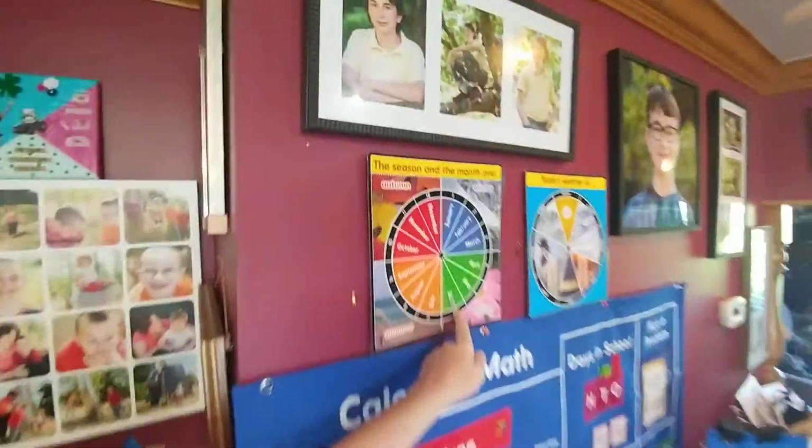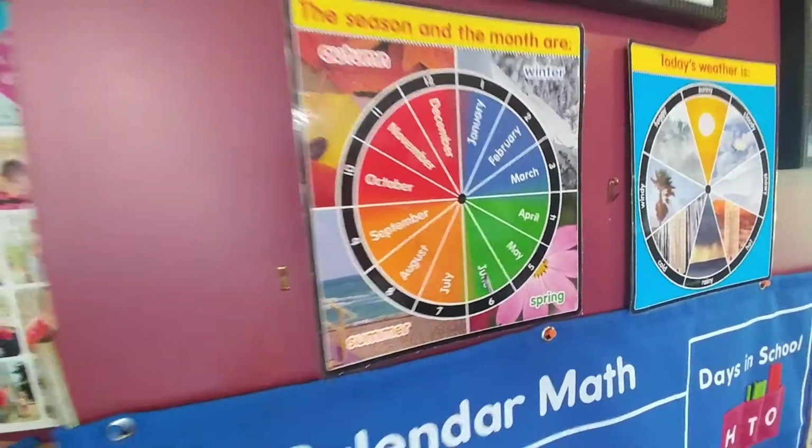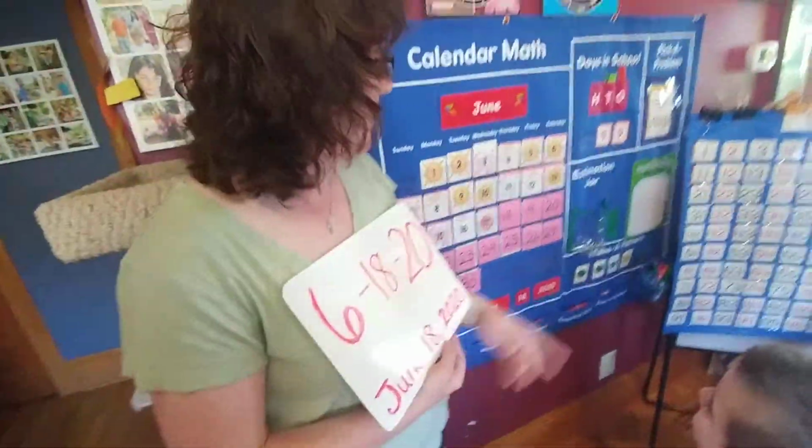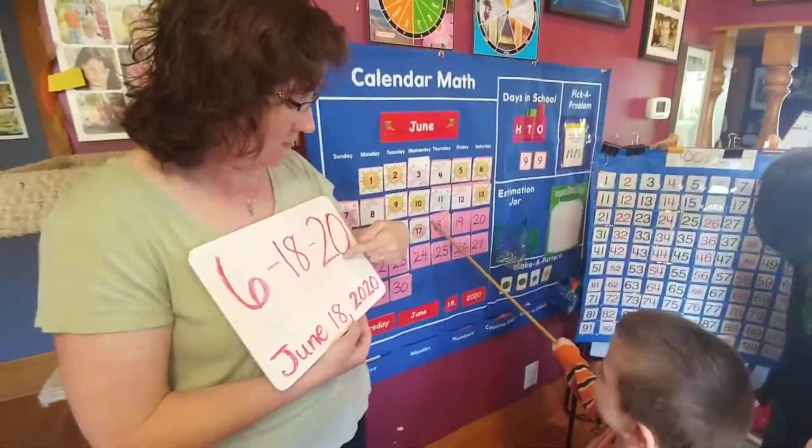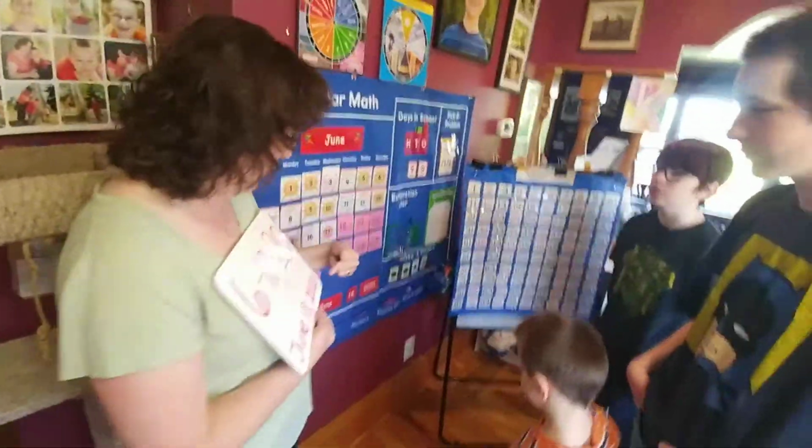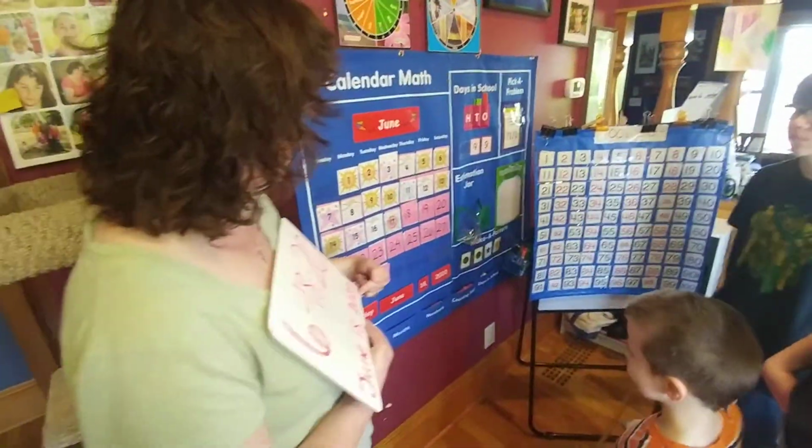And today is June 18th. That is the 6th month of the year. What does the 18 represent? The day. Today is June 18th. And what does the 20 represent? The year. It is the last 2 digits of 2020.